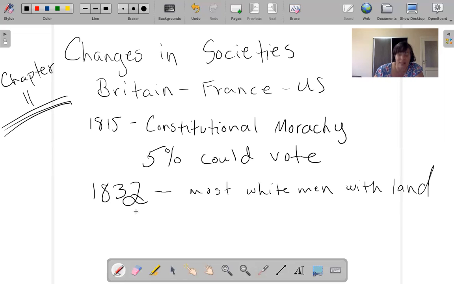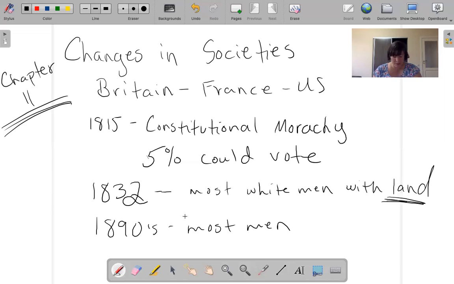It wasn't until the 1890s that most men could vote. So in 1815, only 5% of all men could vote. By 1832, most men that owned land could vote. And by the 1890s, most men could vote.